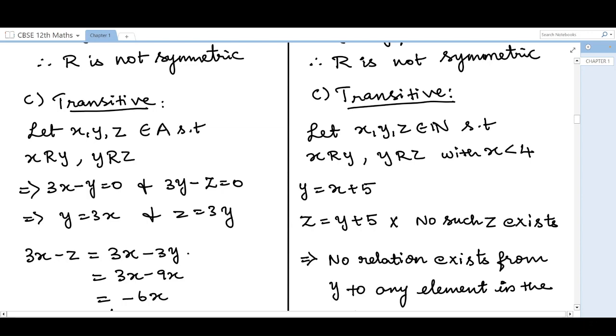Let us take three elements x, y, z from the set of natural numbers such that x is related to y and y is related to z with the condition x is strictly less than 4. Since x is related to y, we can write y as x plus 5, and similarly y related to z can be written as z equal to y plus 5. We have to make sure whether z can be written as y plus 5. This is not possible because we have the condition that x is strictly less than 4.